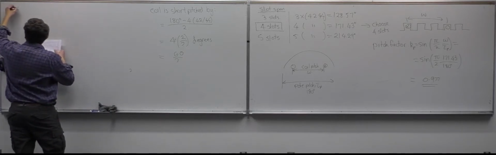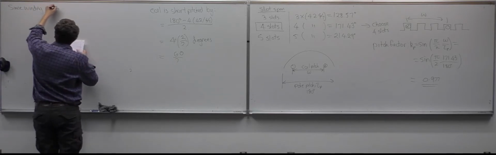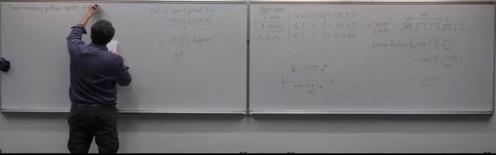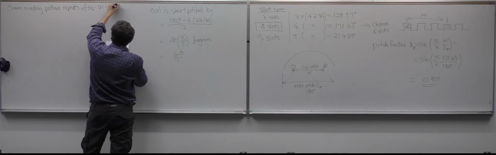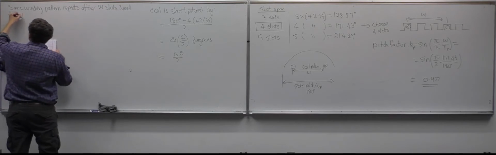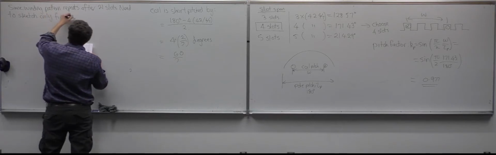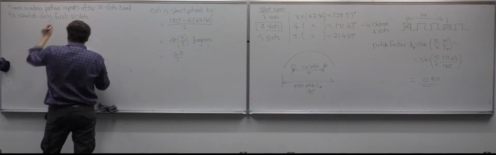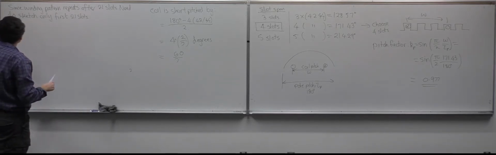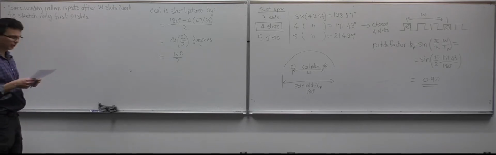So since the winding pattern repeats after 21 slots, we need to sketch only the first 21 slots. So how are we going to do this? In order to do this, we're going to draw a phasor diagram and use a concept called star of slots.